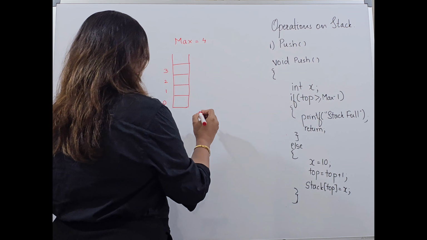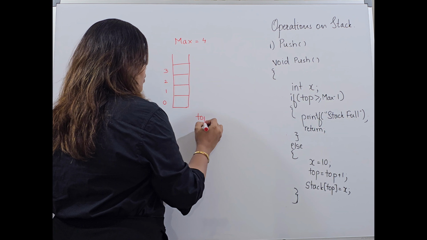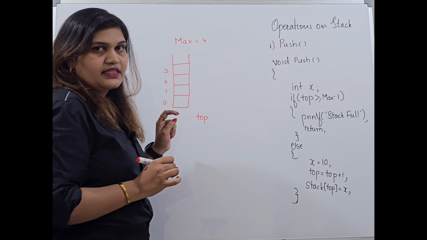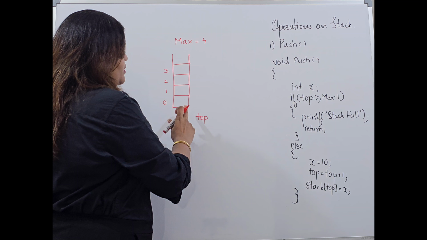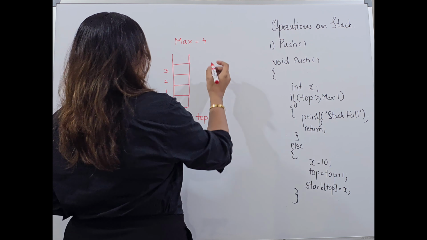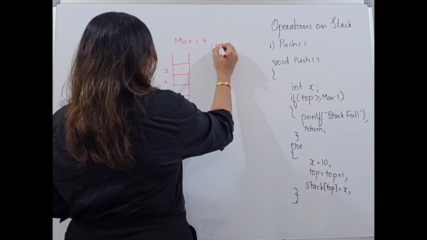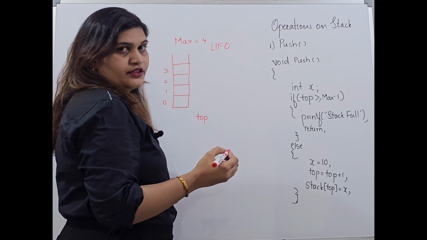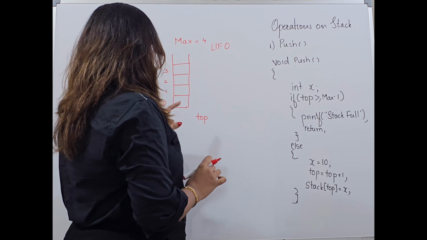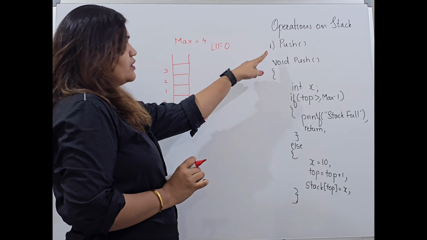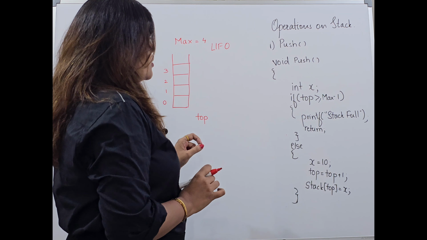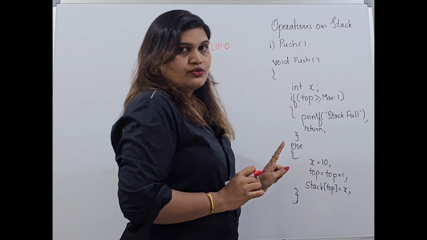I will have a pointer that will always point to the element that is inserted into my stack. So whenever I'm going to insert an element, my top will be pointing to that element. And also we know that stack follows LIFO, that is last in first out. So the top will always point to the last element that was inserted. So here, when I'm trying to insert an element, push is the function that I'm going to use. Now in this function, let's try to understand line by line how this code is executed.